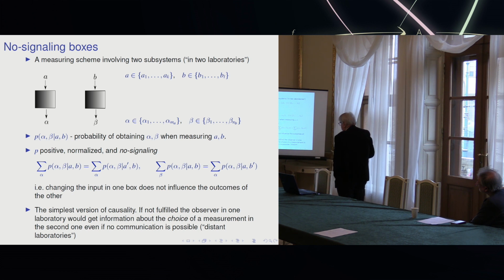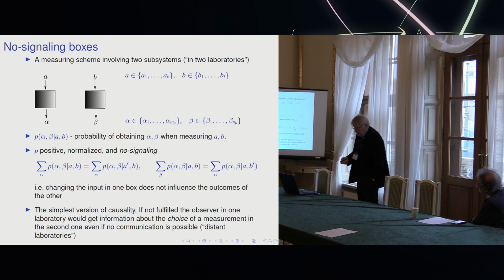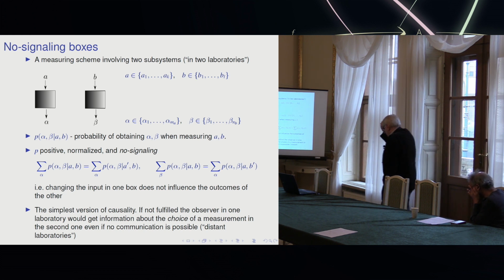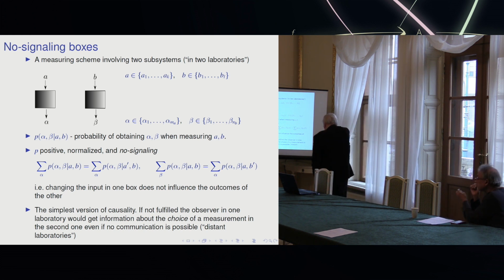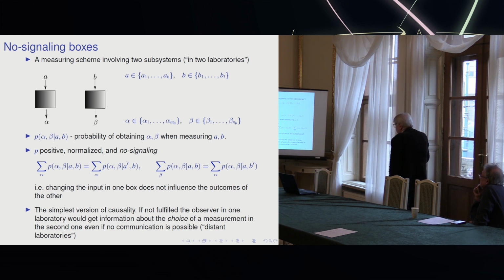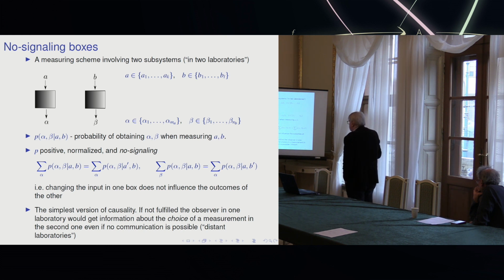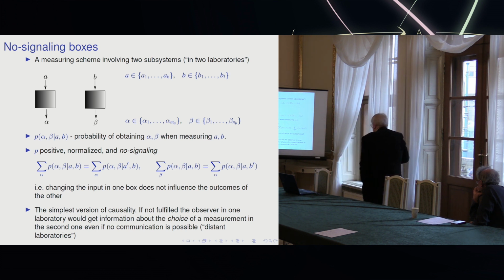And no signaling means that there are well-defined marginal probability distributions, which physically means that changing the input in one box does not influence the outcomes on the other. So this is some kind of a caricature or simplest version of causality. If it is not fulfilled, the observer in one laboratory could get information about the choice of a measurement in the second one, even if no communication is possible. So-called paradigm of distant laboratories.